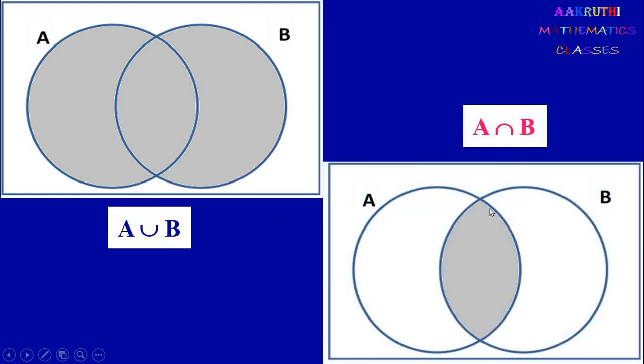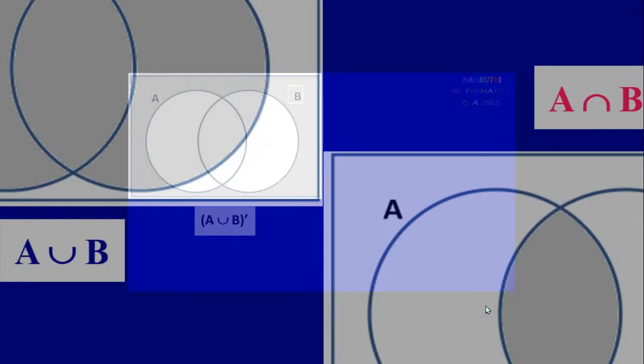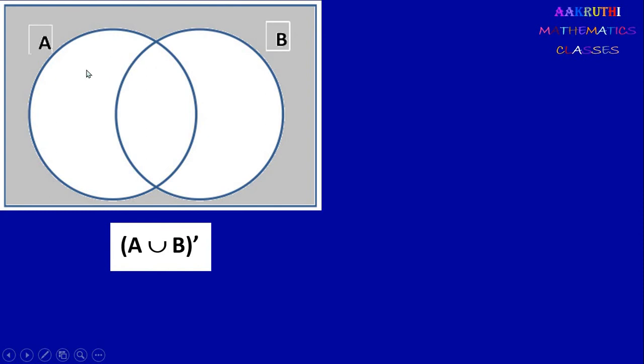Next, the shaded part is only this common region, so this is A intersection B. This is the Venn diagram for A intersection B, where only the common part is shaded. Next, set A and set B are not shaded, only the outside is shaded, that is, other than A and B. So it is A union B whole dash. A union B is not shaded; other than A union B, that is the complement. A union B whole dash is this part, other than A union B.